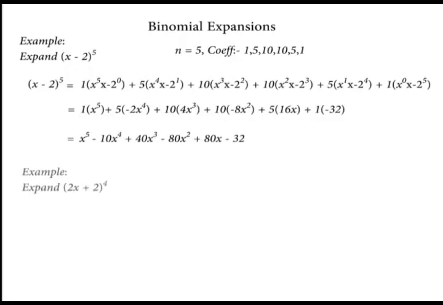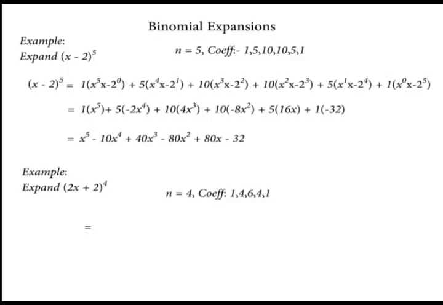Another example, (2x + 2)^4. This binomial expression has two terms, 2x and 2. n is 4 and the coefficients from the Pascal triangle are 1, 4, 6, 4 and 1.